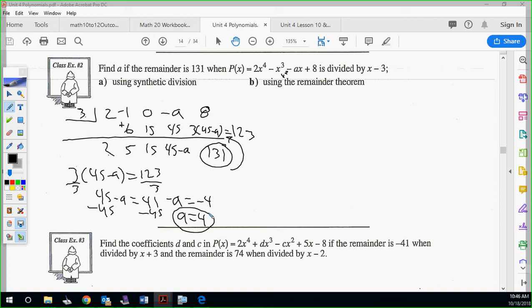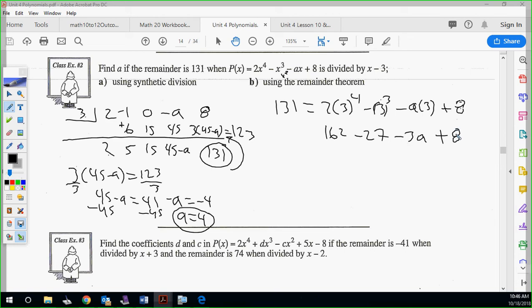So now using the remainder theorem, how do we do that algebraically? The point is that it might be a little bit easier. Right, you're going to plug in the 3 to the original, and we know the output should be 131. So you would say, okay, 131 equals 2 times 3 to the 4th minus 3 cubed, minus a times 3 plus 8. You can see we have numbers everywhere except for the a, so we can just solve. Okay, so 3 to the 4th is 81 times 2 is 162, minus 27, minus 3a, plus 8.